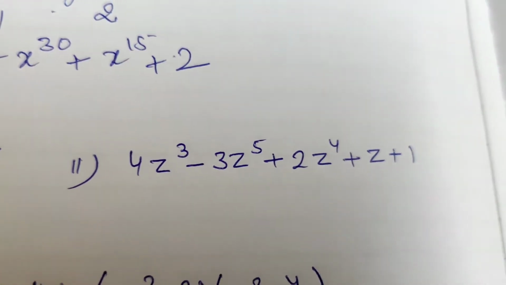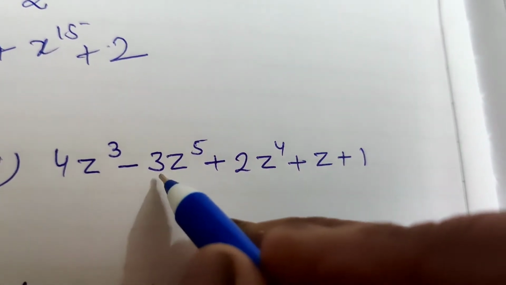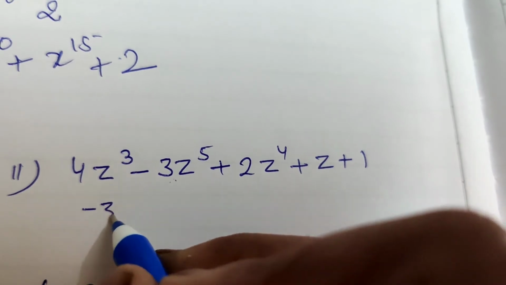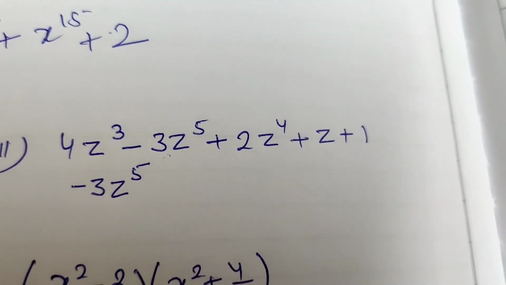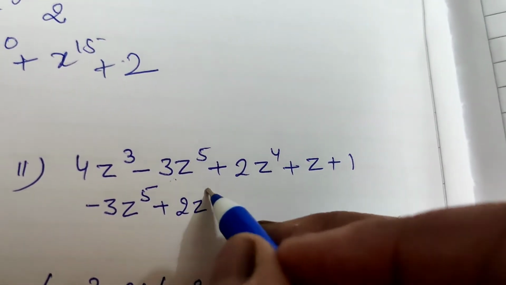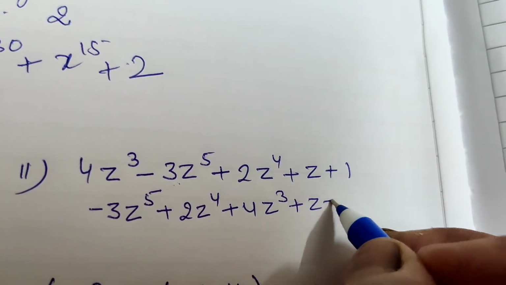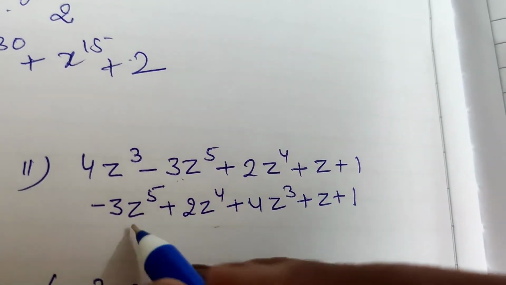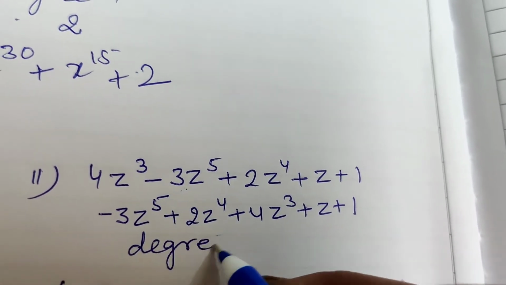And the second one, same. Arrange in the standard form. First we have to write this term because the exponent of this term is 5. The next, 2z raised to power 4 plus 4z cube plus z plus 1. It means the highest power of this variable, the degree, is equal to 5.